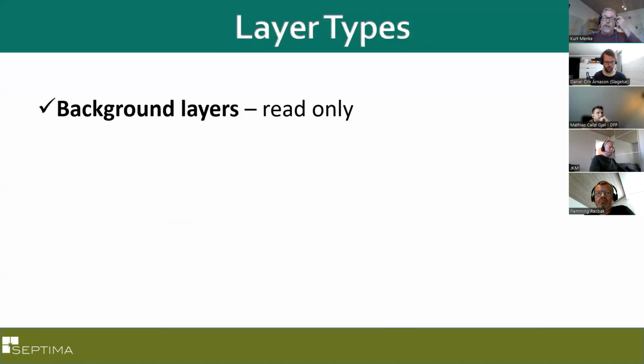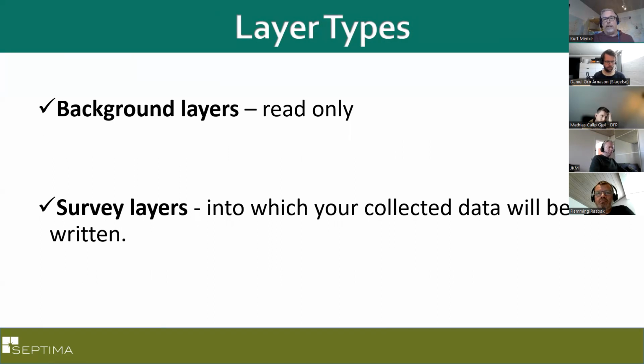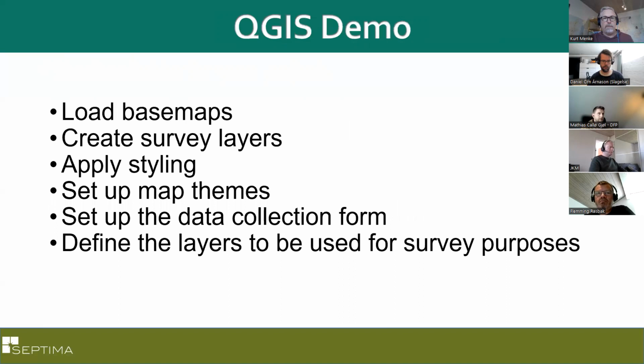And then another thing you can do in project properties is distinguish between layers that are background layers and survey layers. So some layers may be there just for context or for navigation, and then there may be others that are going to be survey layers, and so we can distinguish those through project properties. So I'm going to get out of PowerPoint now and into QGIS, and we're going to set up a basic project.